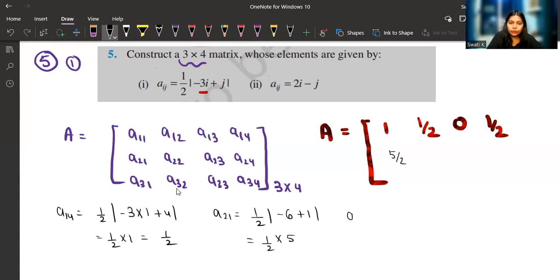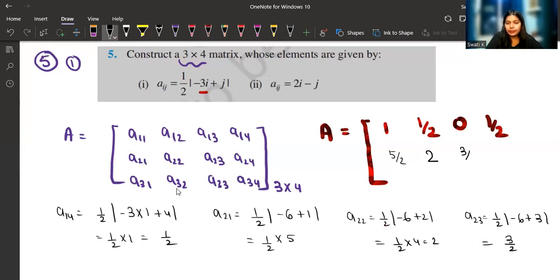Now A22 is also going to be half and then minus 6 only, but now j is 2, so that means this will become plus 2. So minus 6 plus 2 is minus 4, but outside it is plus 4, so it is 2. So this is 2. Next is A23, that is half, then modulus of minus 6, and then plus 3. So this will become minus 6 plus 3 is minus 3. Minus 3 will become plus 3. So it is 3 by 2. So this is 3 by 2.